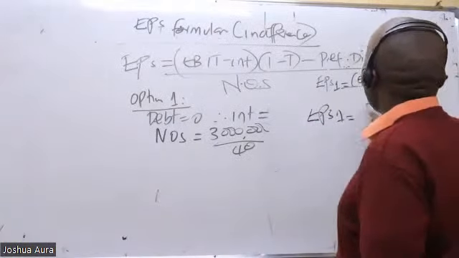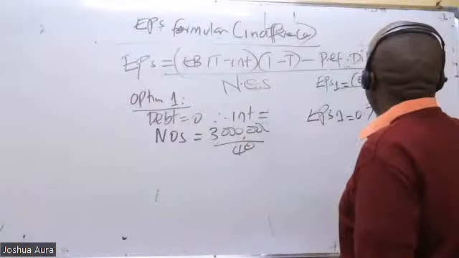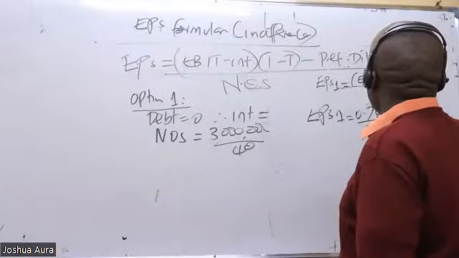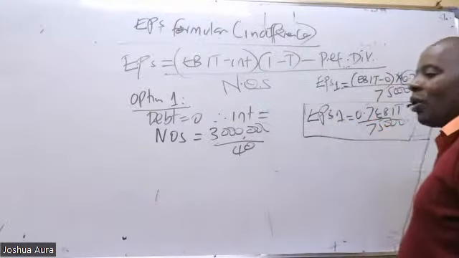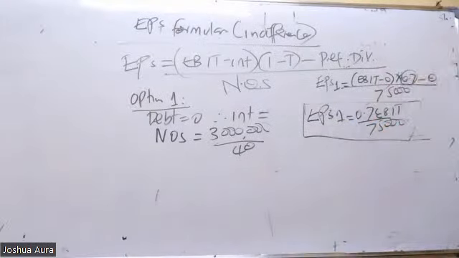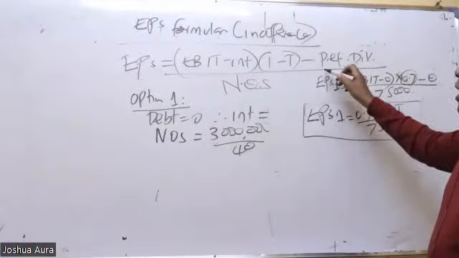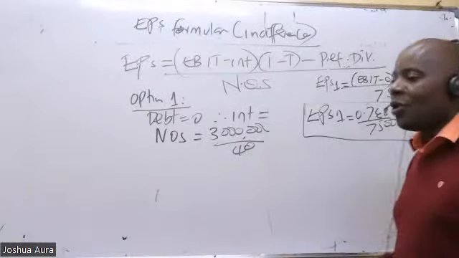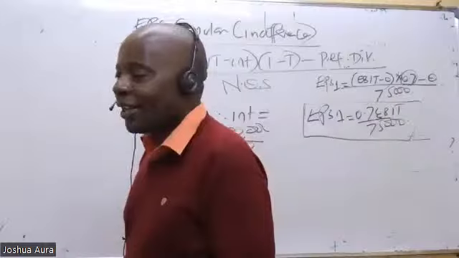So EPS 1 will be 0.7 EBIT all over 75,000. You block it like that. That's EPS, it should come as an equation. Remember, under indifference points, you don't know EPS and you don't know EBIT. Those are the things you're looking for.